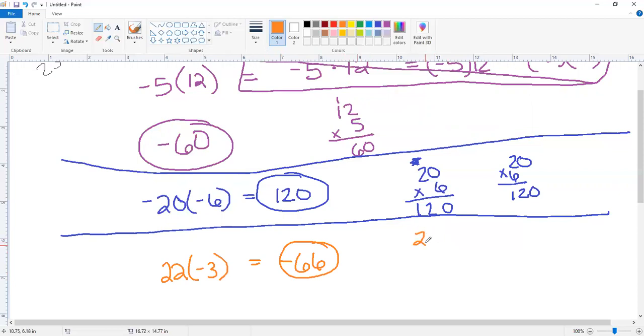22 times 3 is 66. 3 times 2 is 6. All righty, so that's page 239. Let me know if you have any questions.